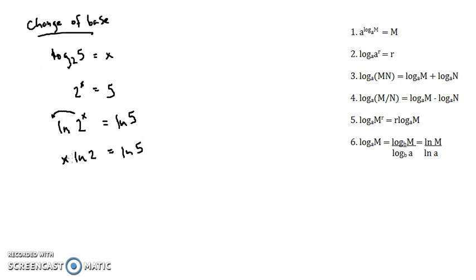So now all we have to do is get x by itself. It's x times ln 2. So we're going to divide by ln 2 on both sides. And we get that x is equal to natural log of 5 over natural log of 2. So this is solving a log equation that we couldn't have solved before.